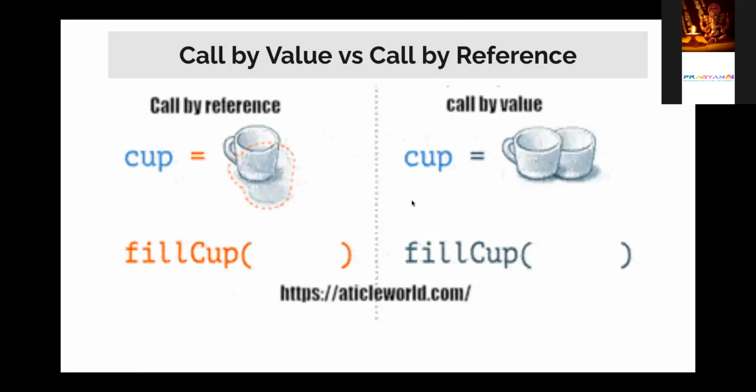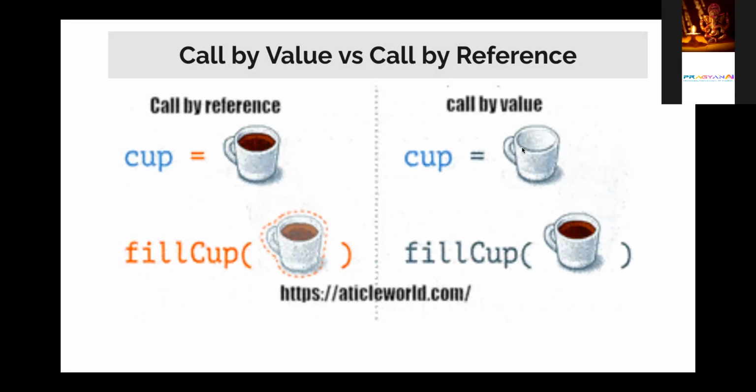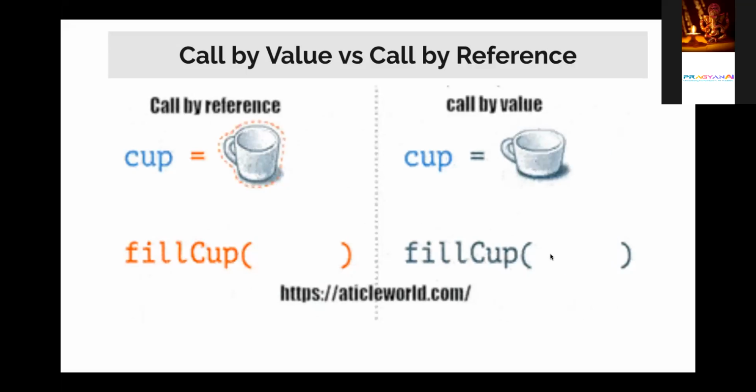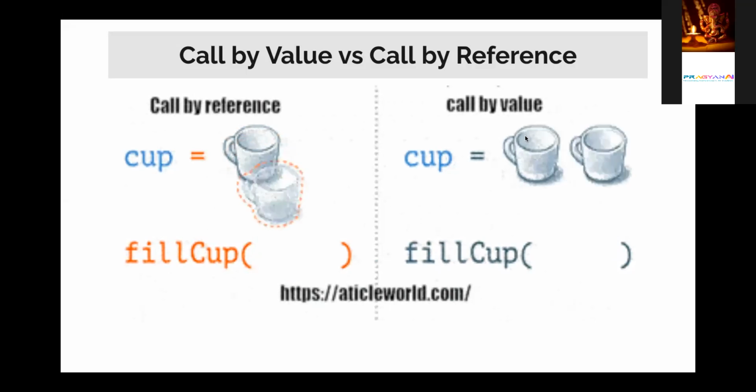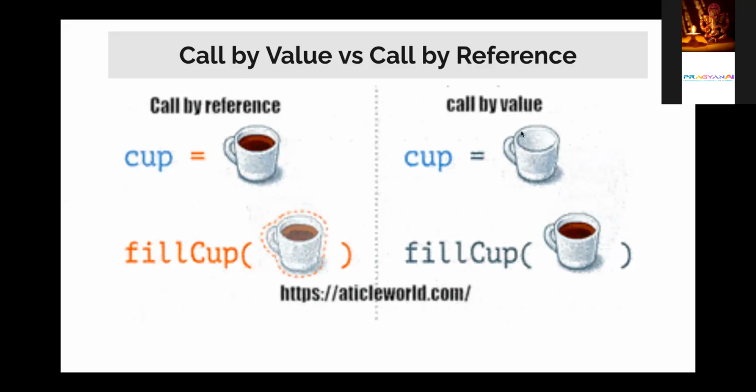So if you see this diagram, what I am trying to say is, if I am calling by value, it means I am sending an argument. But whatever is happening in that function, where I am trying to fill this cup, is not reflected outside that function. Because it is call by value, I'm not sending the same cup, I'm sending a duplicate of it. So whatever is happening here is not impacting the outside, whatever the values passed.